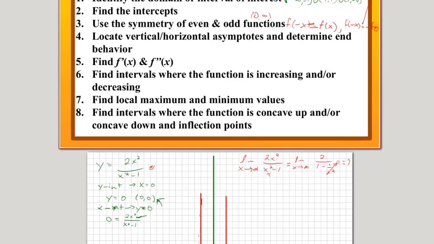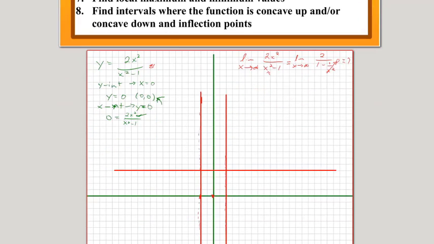Okay, so now we're on step 5. Let's figure out the first and second derivative. First derivative, so I can see where my critical points might be. Second derivative, so I can look at concavity of all this.